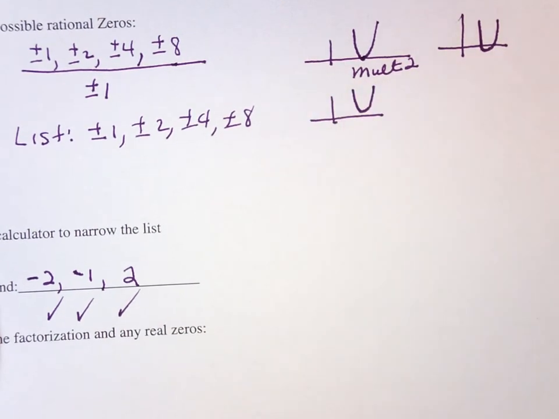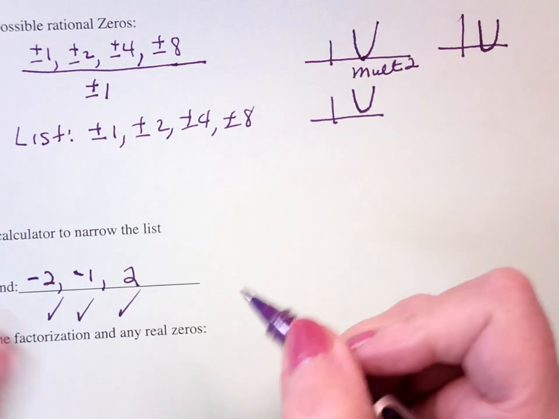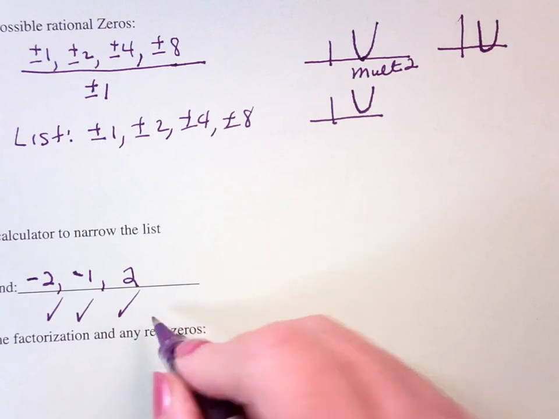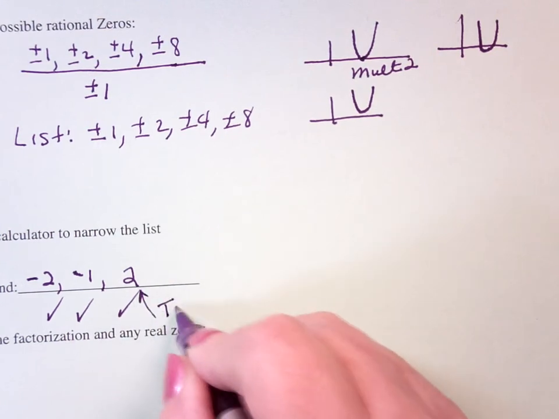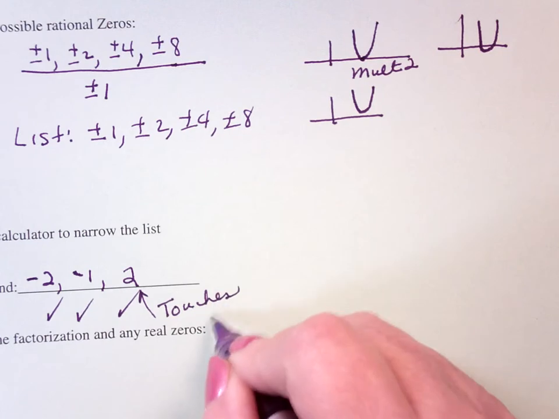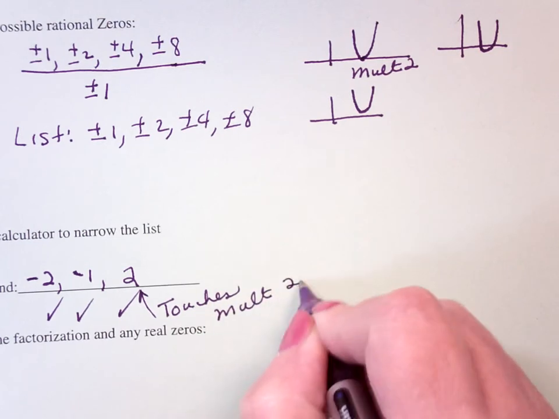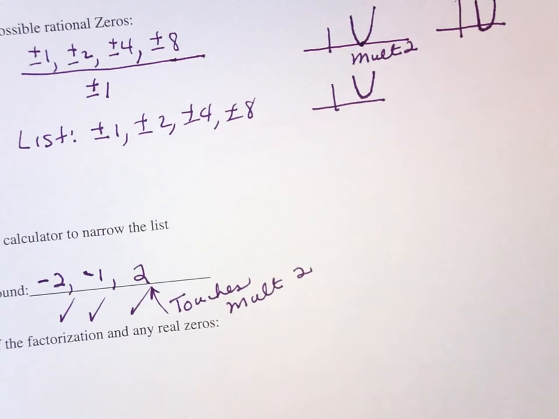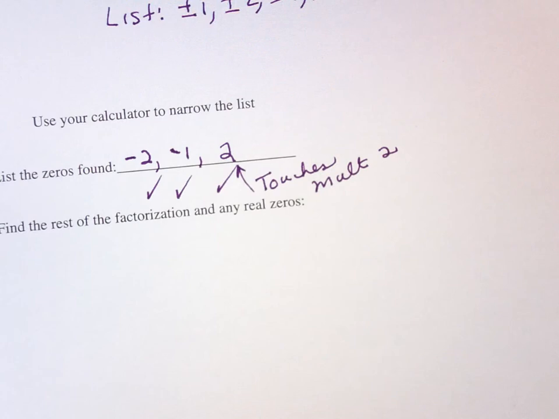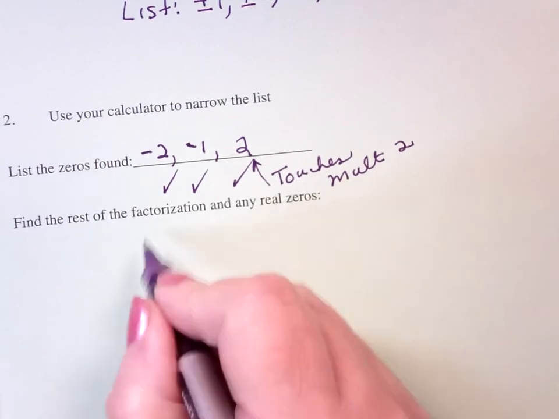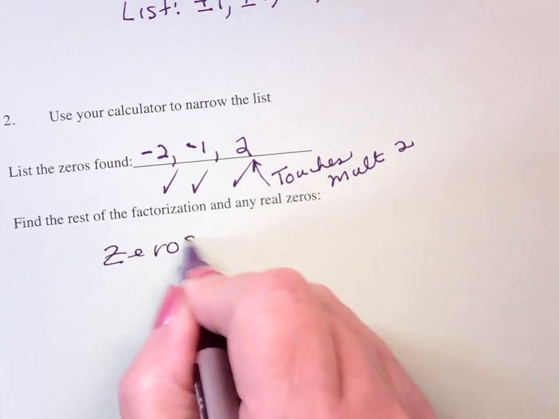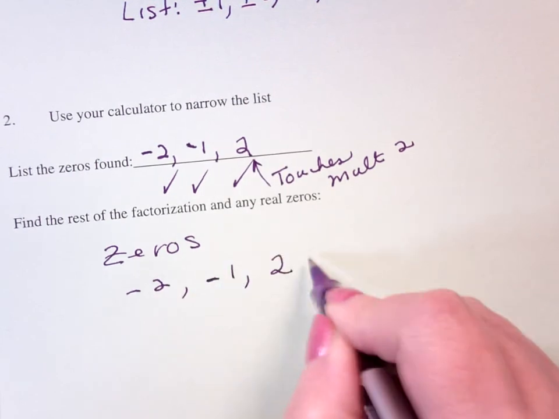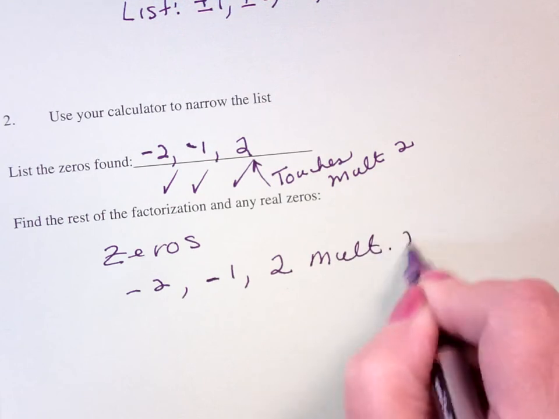And that says that that graph does what? Touches, right, at 2. So this guy, it touches. So I have multiplicity 2. I've got them all. That's the nice thing. So that says that my zeros are -2, -1, and 2, multiplicity 2.